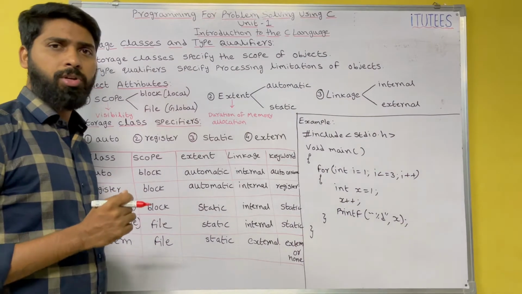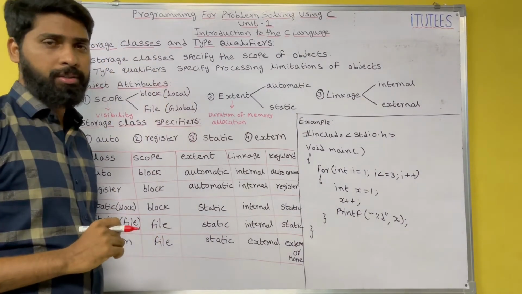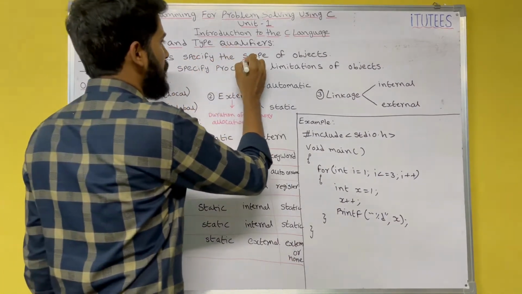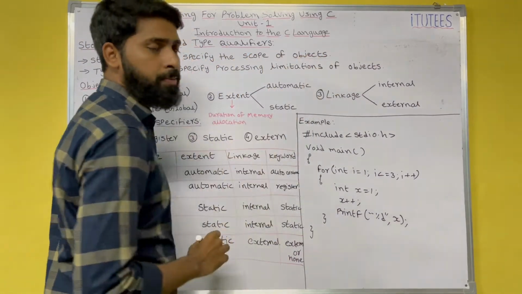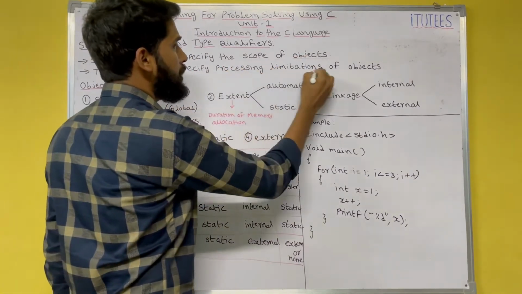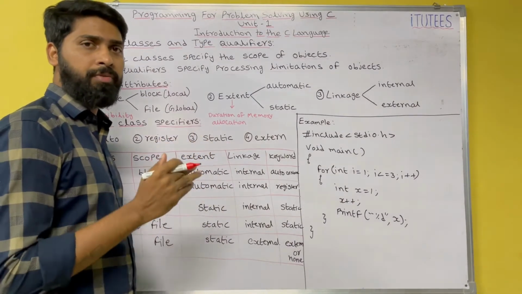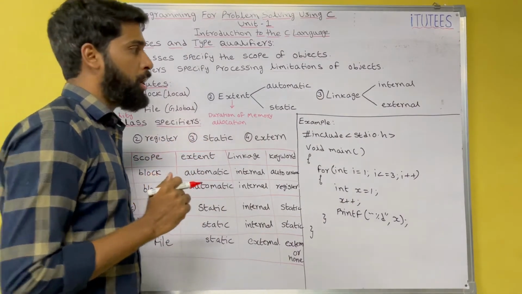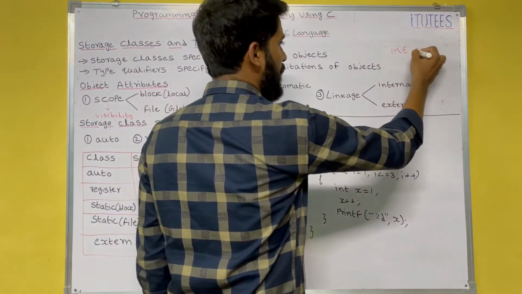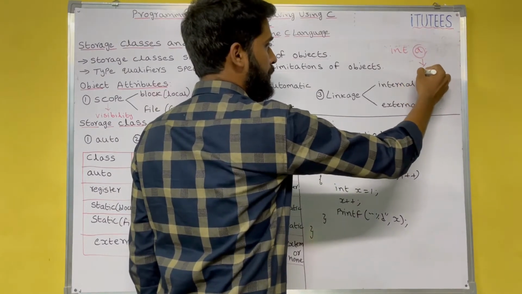In this class we are going to learn about storage classes and type qualifiers. Storage classes specify the scope of objects. Type qualifiers specify processing limitations of objects. So what is an object? In the previous class we wrote many programs. Objects are nothing but variables. If I declare int a, the a is the object here.